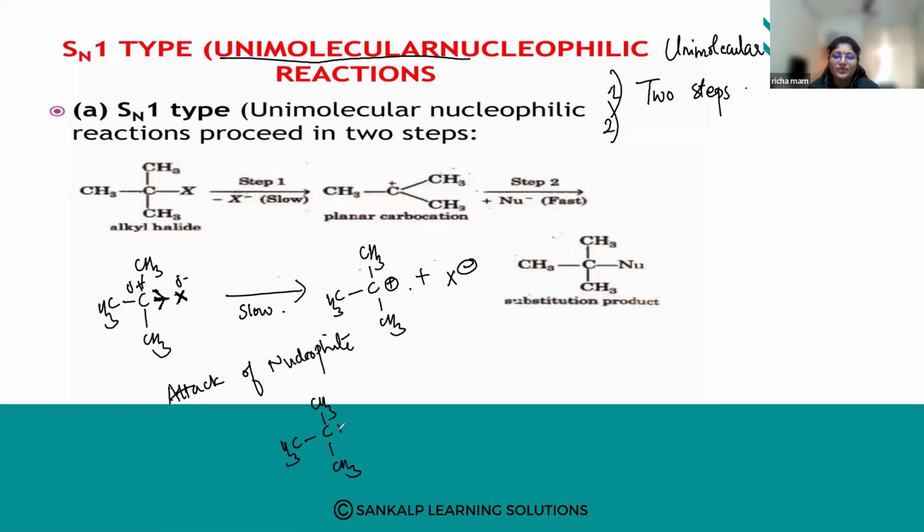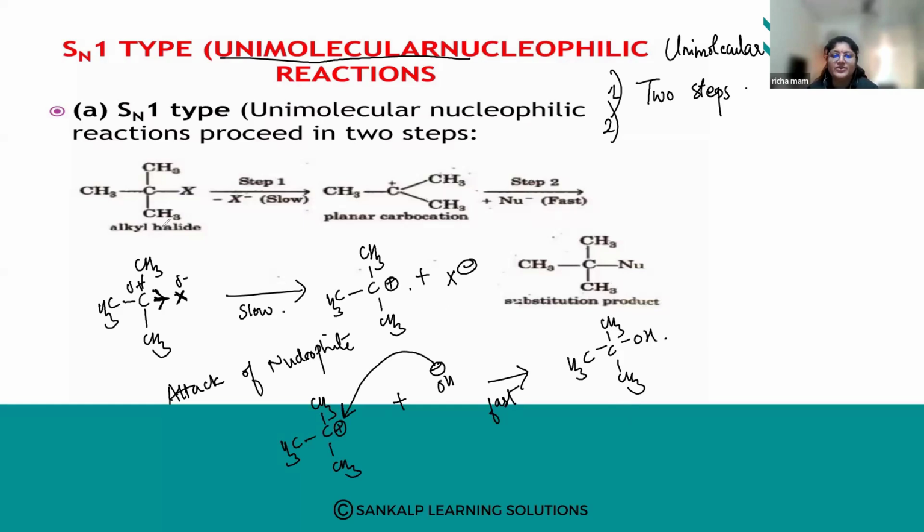Whatever the carbocation is formed, there is a nucleophile. If I use KOH, the nucleophile will attack the positively charged carbon. This reaction is very fast, and I'm going to get a substituted alcohol. The product is a tertiary alcohol.